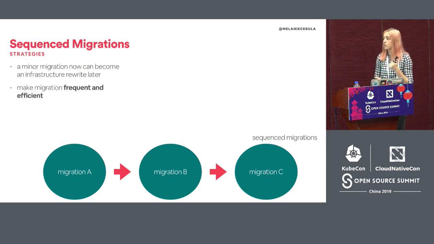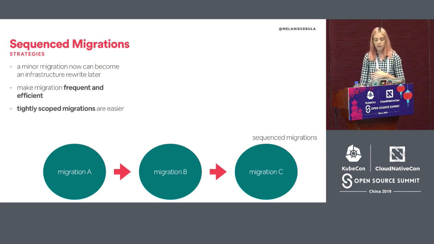We want to make migrations happen a lot of the time, so frequent and very efficient, so that we can production line them really quickly. And then finally, when you're doing the migration, try to keep it not too open-ended. Let's talk very specifically about what we're going to build, and not something very large like "let's move to the cloud." Can we break it down into small sequential steps?